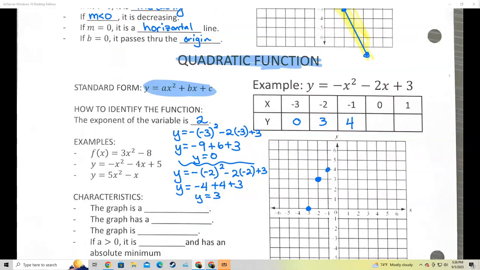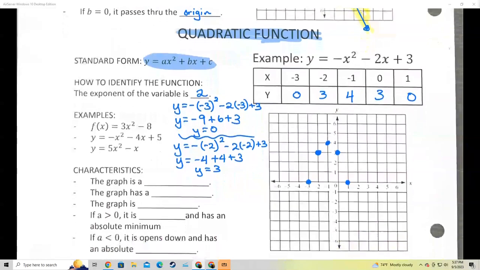When I substitute a 0, well, that's easy. This becomes 0, so it's gone. This becomes 0, so it's gone. And I'm just left with a 3. And then the last one, when I substitute a 1, the answer I get is 0. So let's see. I still need to plot 0 comma 3 and 1 comma 0.